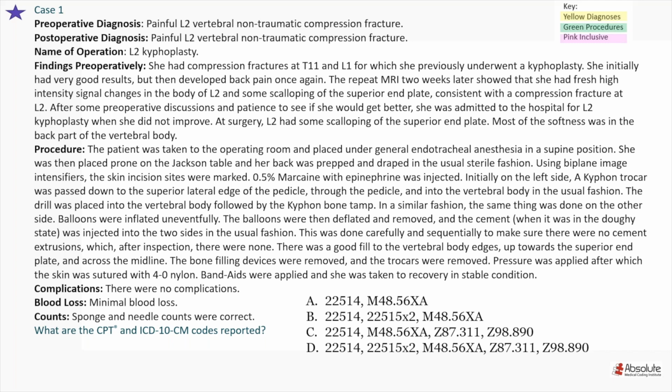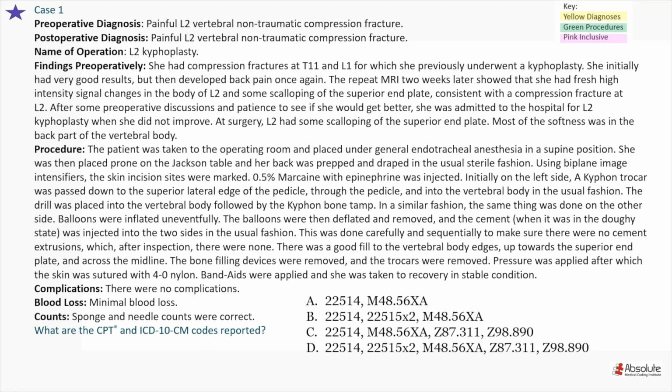After some preoperative discussions and observation to see if she would get better, she was admitted to the hospital for L2 kyphoplasty. When she did not improve, at surgery, L2 had some scalloping of the superior end plate. Most of the softness was in the back part of the vertebral body. Procedure: the patient was taken to the operating room and placed under general endotracheal anesthesia in a supine position. She was then placed prone on the Jackson table, and her back was prepped and draped in the usual fashion.